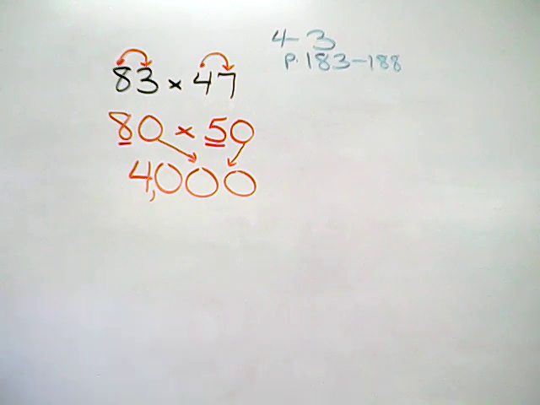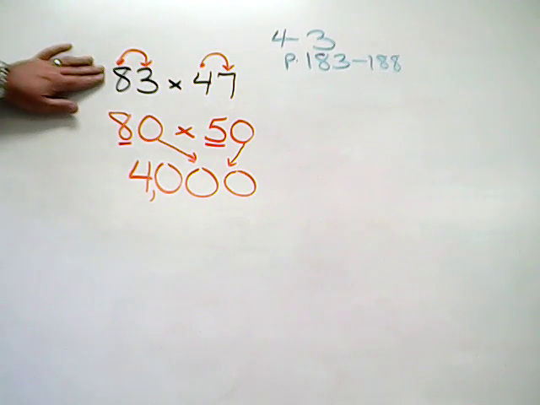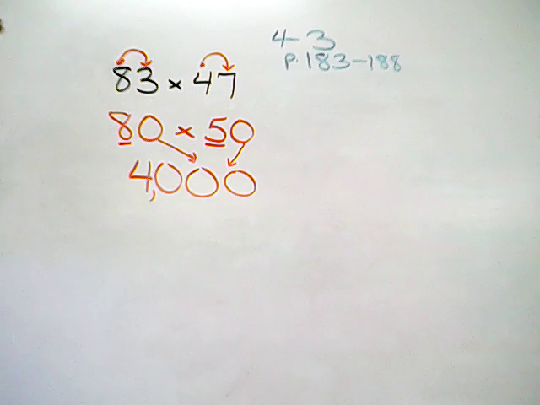Now remember, this is not the exact answer to 83 times 47. I'm just getting an estimated answer to come up with a number that is close to this, but not exactly on it. Be sure to review your rounding rules as well if you're confused about how to round.